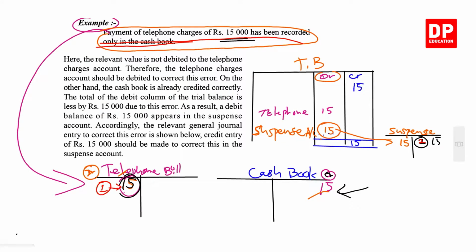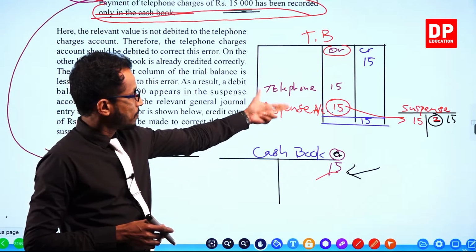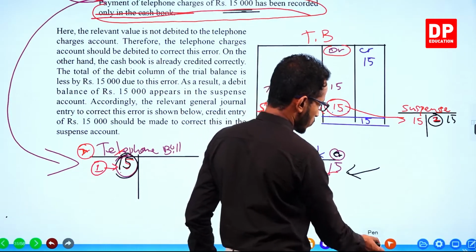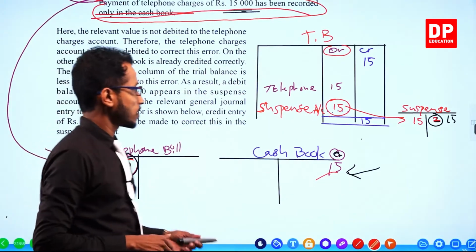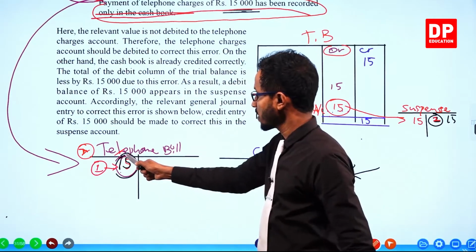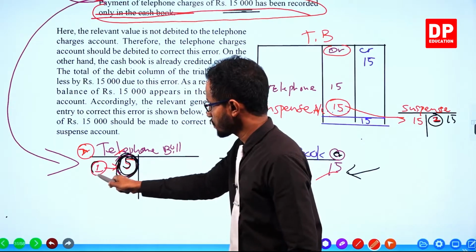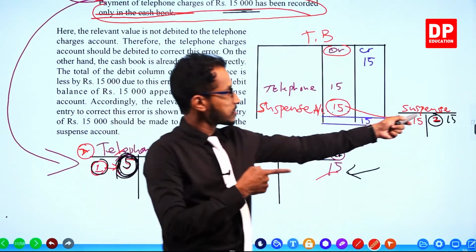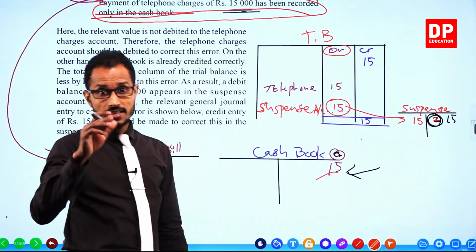So children, that's what you should bear in mind. If one entry goes to the relevant account where there is an error, like this, the other entry must go to the suspense account. All right, let's take another example.